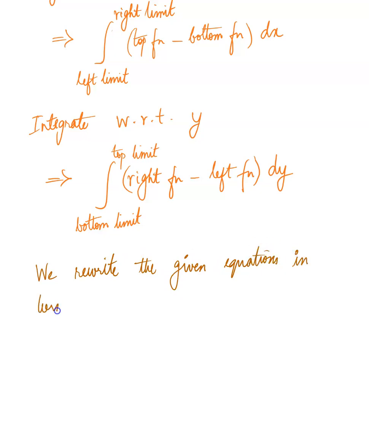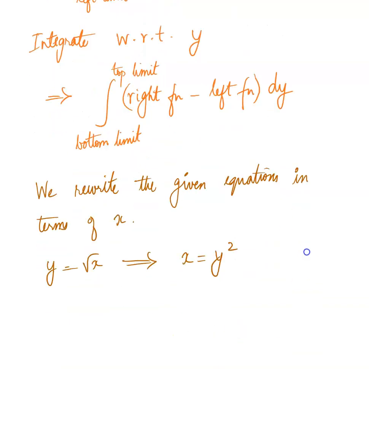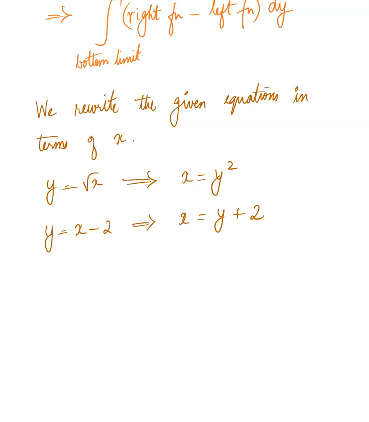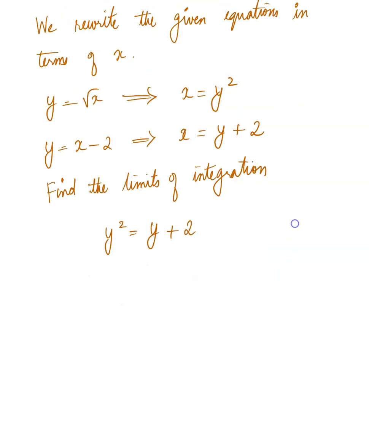in terms of x. So I already showed you that. So we now have y equals square root of x is now rewritten as x equals y squared, and y equals x minus 2 is now rewritten as x equals y plus 2. We need to have this in the form so that we could find the limits of integration. Remember, it's all with respect to y, so when you set these two equations equal to each other, your answers will be in terms of y, and that makes sense.